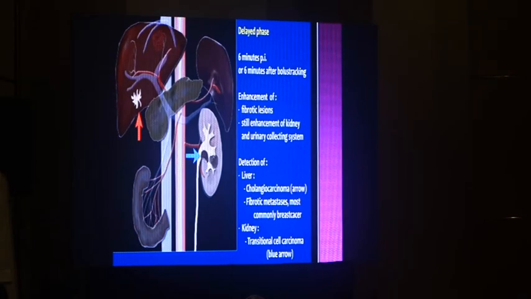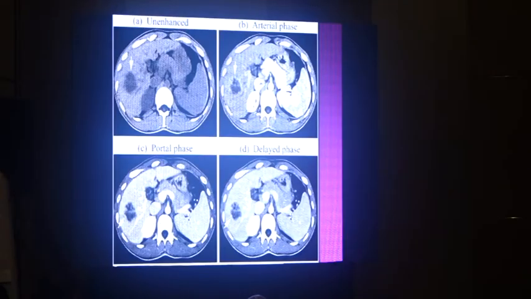Delayed phase: 6 minutes after giving the bolus injection, particularly for fibrotic lesions, detection of liver cholangiocarcinoma, fibrotic metastasis, and transitional cell carcinoma in the kidney. Upper border on the right is without contrast; below it is the arterial phase, then the portal phase, and then the delayed phase, in a transverse or axial scan.